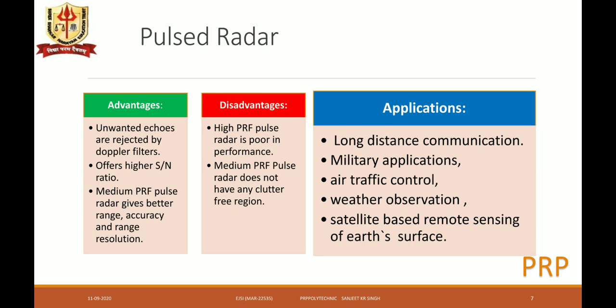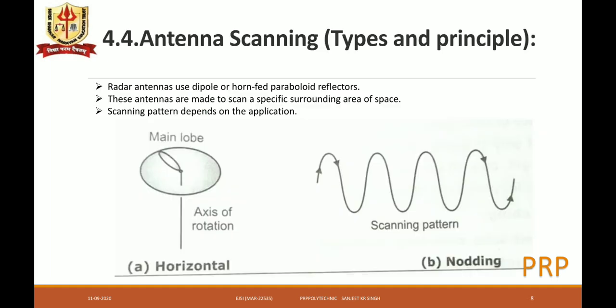For very short range radars, we use narrow pulses and shorter PRTs. Medium PRF pulse radar does not have any clutter free region. That is a drawback, meaning there will be some clutter, grass-like plots on the PPI. Applications: long range distance communication makes use of pulse radar. Military applications, weather observation and air traffic control also use it. Satellite based remote sensing of Earth's surface also makes use of pulse radar systems.